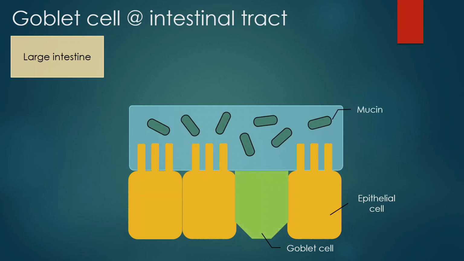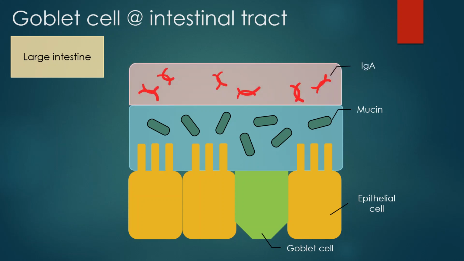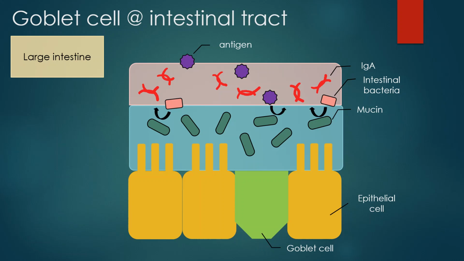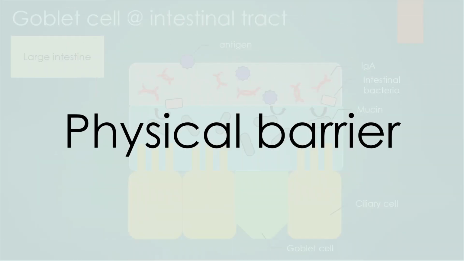Also, the antibody IgA exists in mucus. Mucin and IgA protect epithelial cells from intestinal bacteria and antigens. In the large intestine, mucin plays a main role in blocking intestinal bacteria and antigens. To put it briefly, goblet cells make a physical barrier to block antigens.